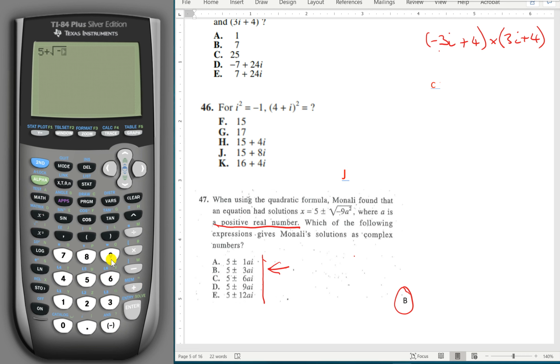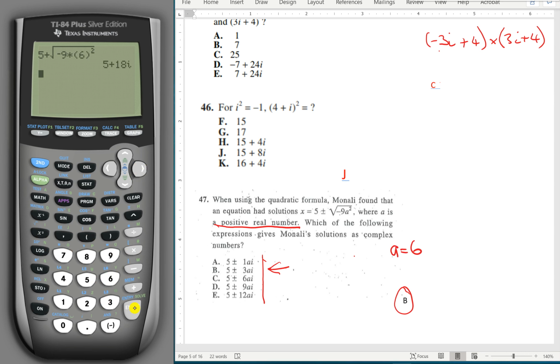negative 9 times, and I'll put parentheses around this so the calculator can separate everything out. We're using A, we're saying A is 6, I'll write that down, and it's probably a good idea to write down what you're doing. A equals 6, so we've got 6, close that parentheses, come over here to the squared, and then we'll get out the whole thing, and we'll just press enter to get what we have.